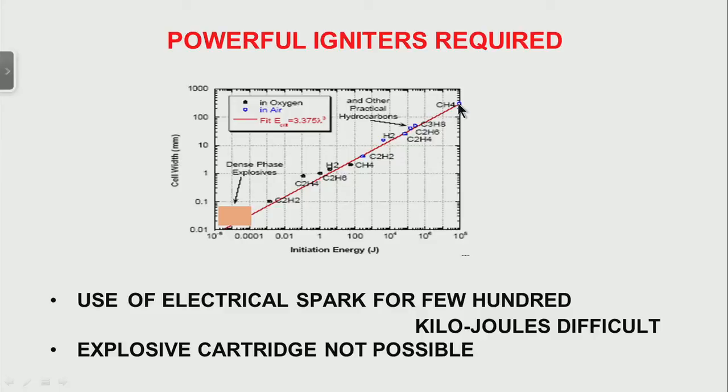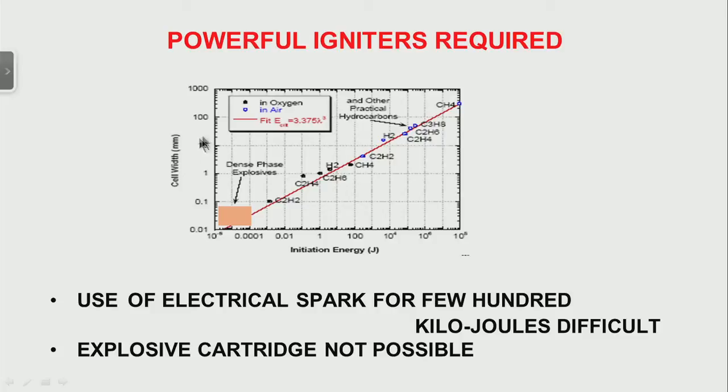If I consider methane in air, the energies required are phenomenal, something like 10 to the power 6 joules, about 100 kilojoules, and the cell size is also larger, almost 20 centimeters or so. If I consider methane-oxygen, the cell size is of the order of 3 millimeters, and the initiation energy is lower at something like 300 joules or so.